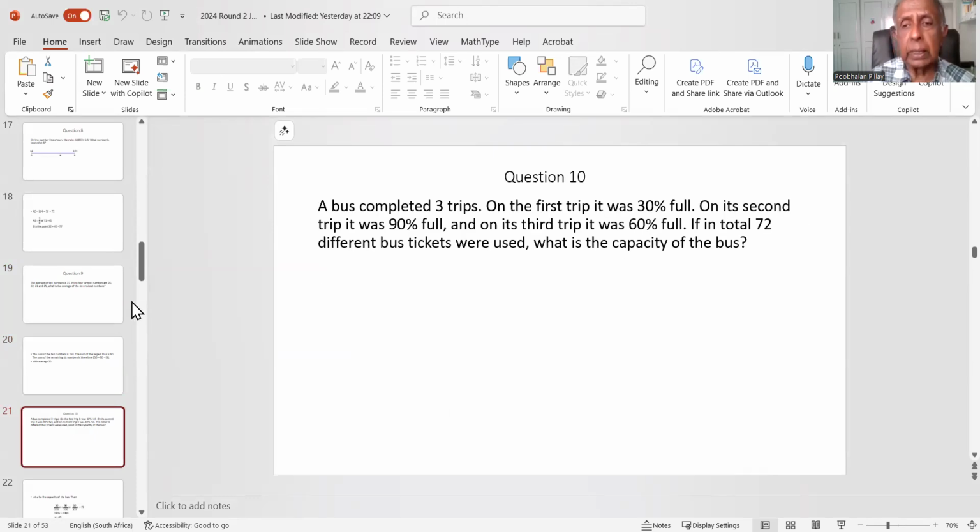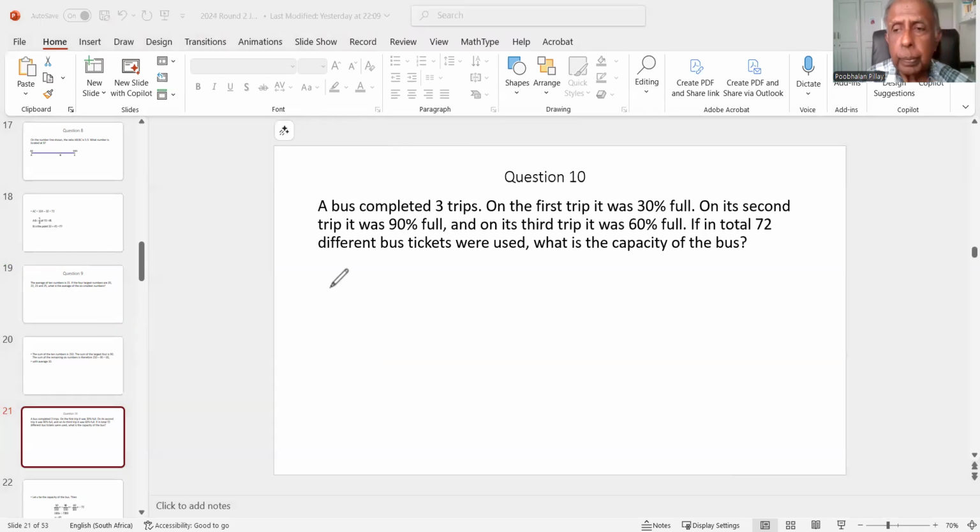Okay, let's look at question 10 now. A bus completed 3 trips. On the first trip, it was 30% full. On the second trip, it was 90% full. And on the third trip, it was 60% full. If in total 72 different bus tickets were used, what is the capacity of the bus? Oh, okay. That's interesting. So the capacity means how many people the bus could hold.